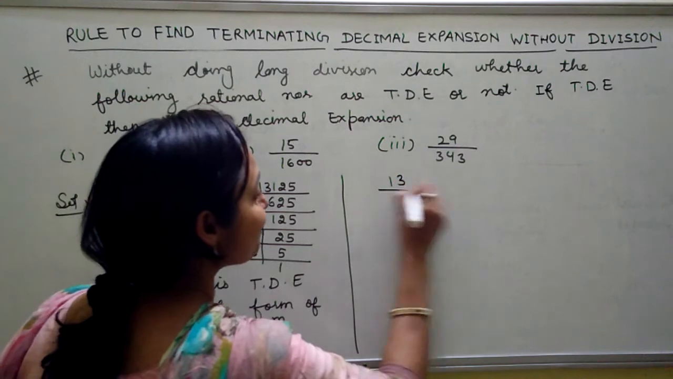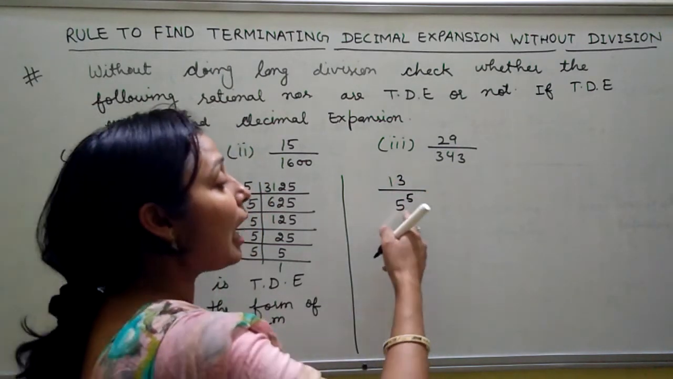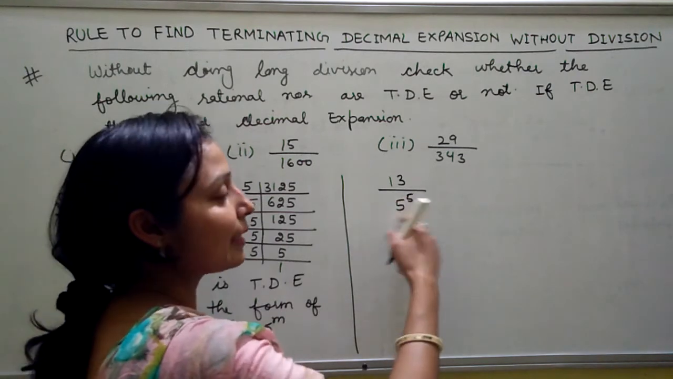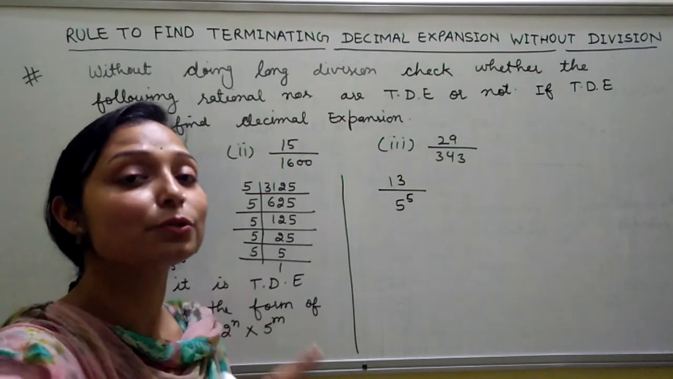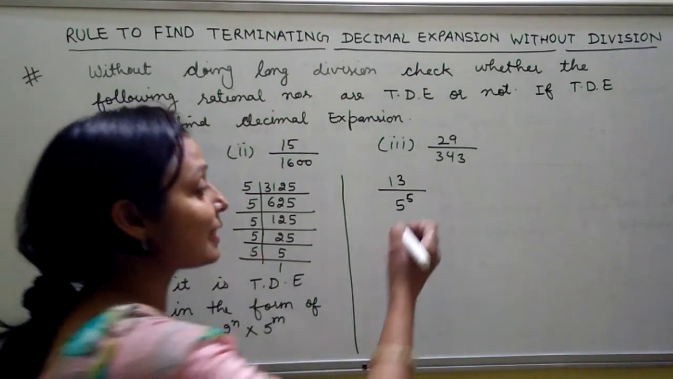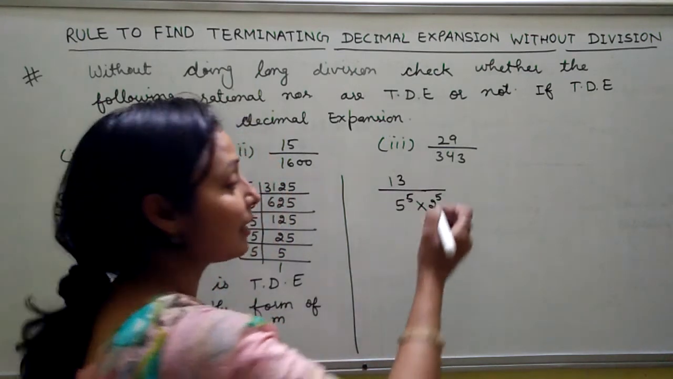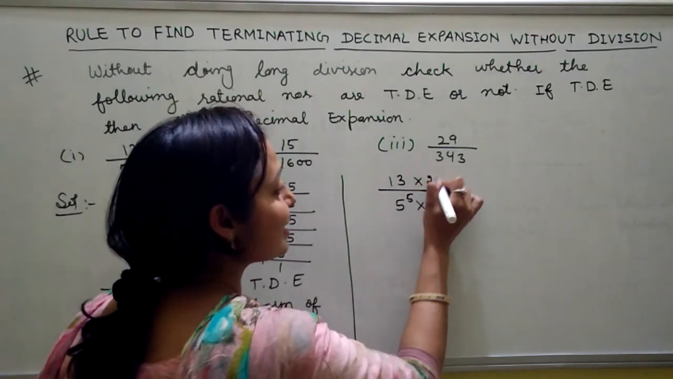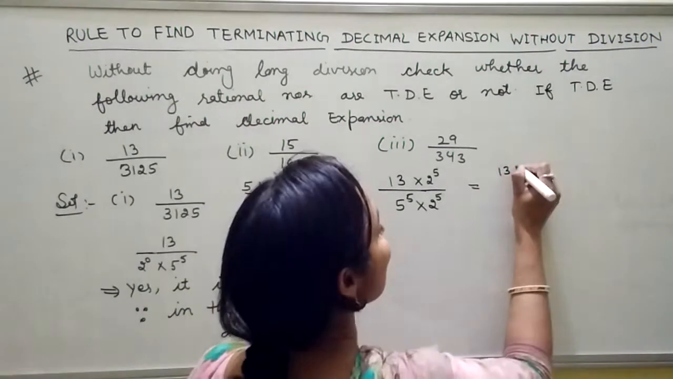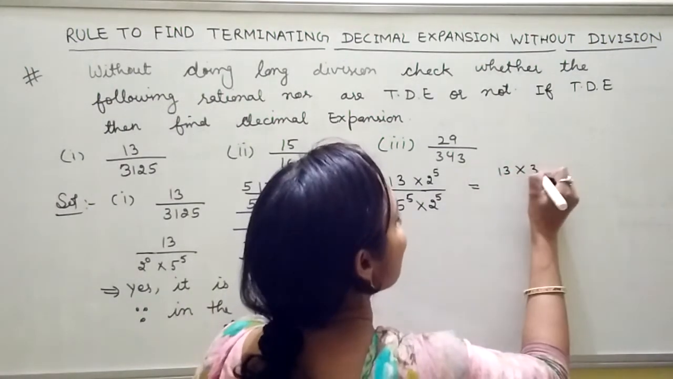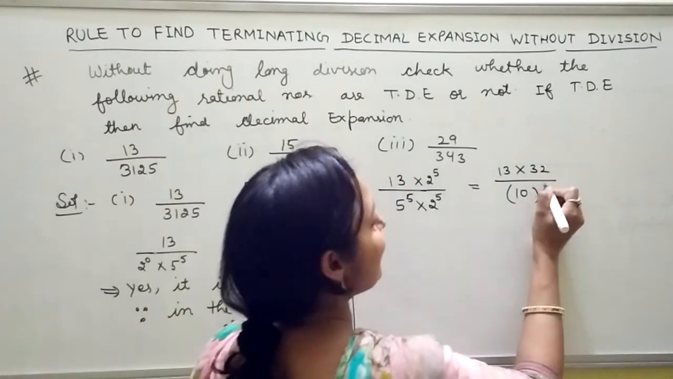Take the number 5 raised to power 5. We have to make 10 in the denominator, so you have to multiply by 2 raised to the same power, 2 raised to power 5. The same power should be there in the denominator as well as the numerator, like this. We have 13 into 32 upon 5 into 2, that is 10. 5 2s are 10 raised to power 5.